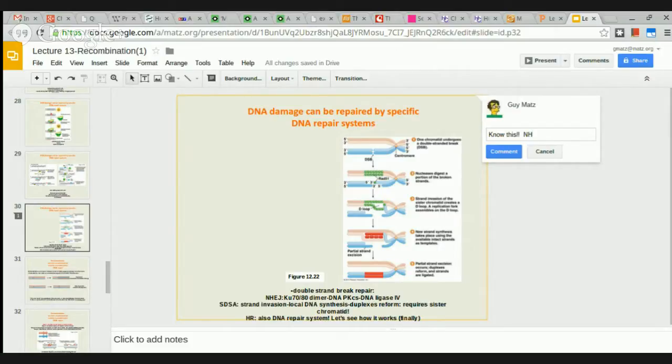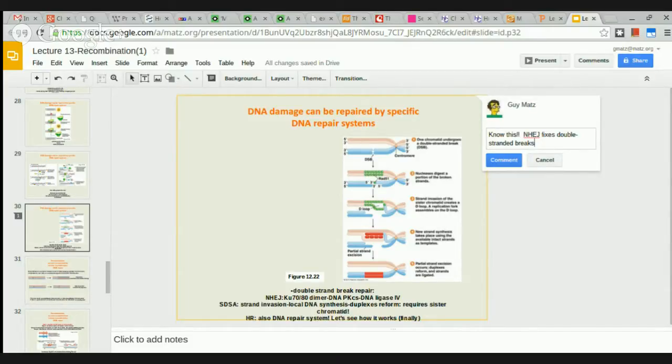Double-strand breaks have 3 ways to fix that. The non-homologous end joining system, the synthesis-dependent strand annealing system, and recombination. Those are the 3. The last 2 are intimately related, so you won't have to remember 3 completely different things.